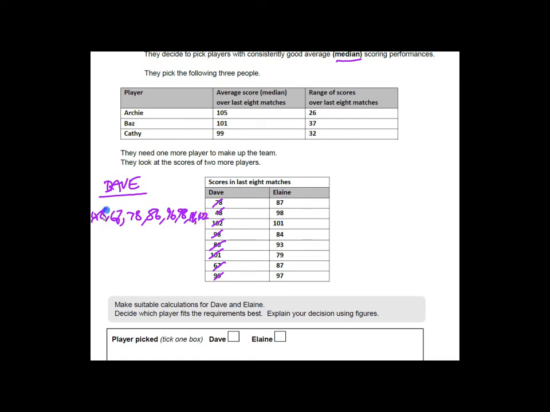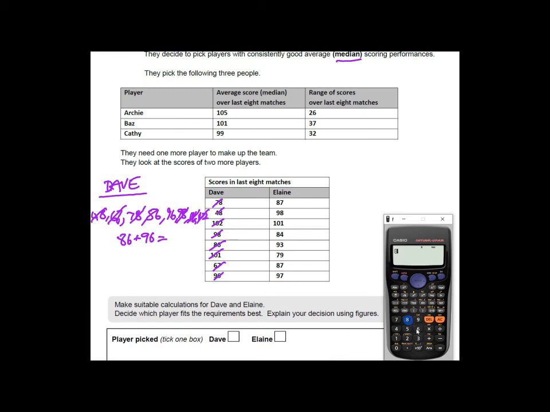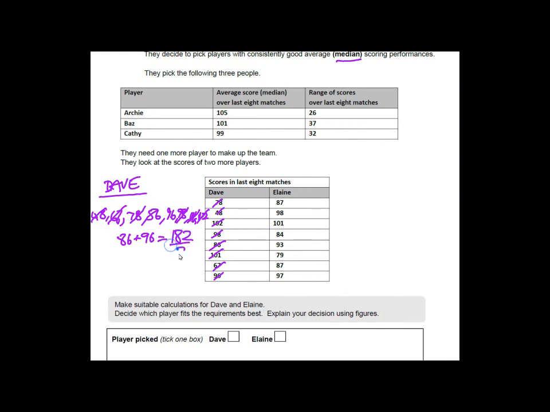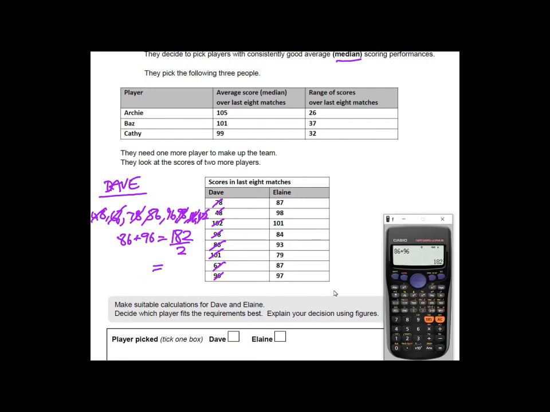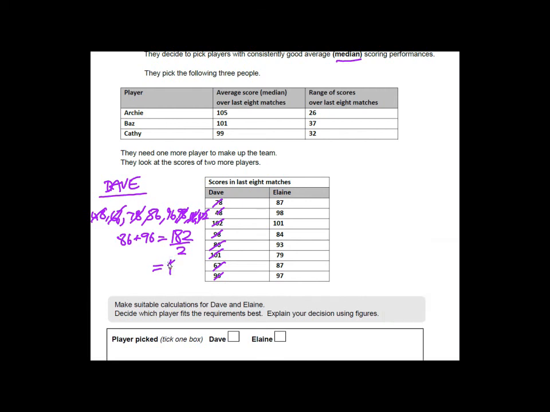So cross them out from each end. And that leaves 86 and 96 in the middle. Add them together and then divide by 2 to find Dave's median. So the median for Dave is 91. Let's do the same for Elaine.